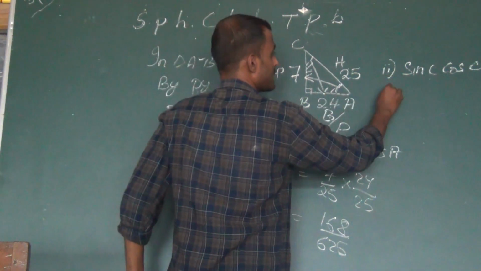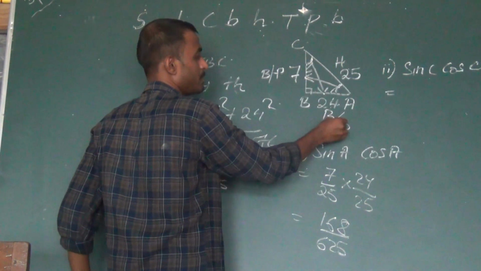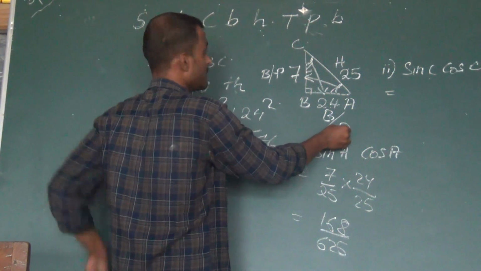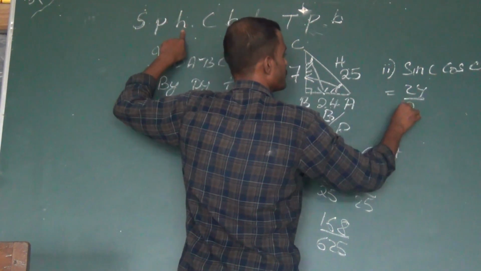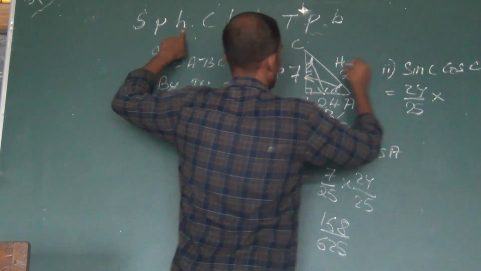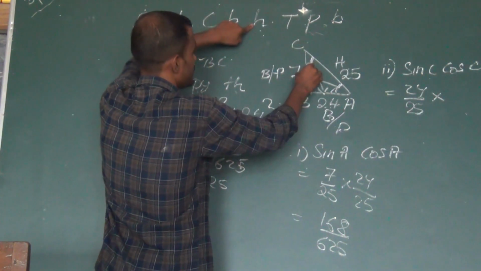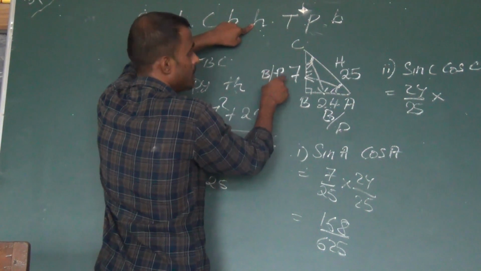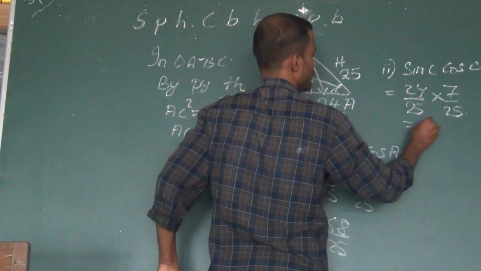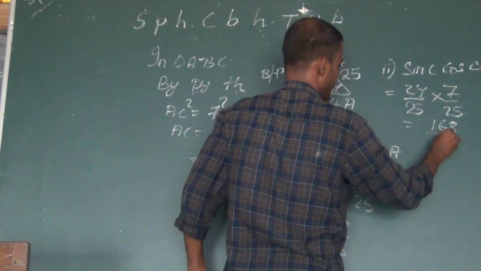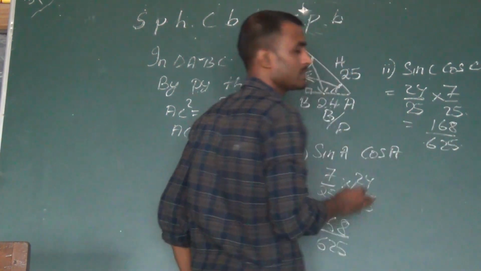Now sin C. The angle is here, that means this is P now. Sin C is P by H. P is 24, H is 25. Cos C, the angle is here, cos means B by H. This P becomes B. B is 7 and H is 25. So if you multiply, it is 168 by 625. I hope this is clear.